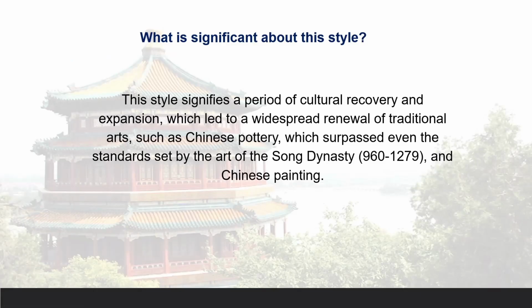The style signifies a period of cultural recovery and expansion, which led to a widespread renewal of traditional arts, such as the previously mentioned pottery, even surpassing the standards set by the previous Song dynasty, and Chinese painting.